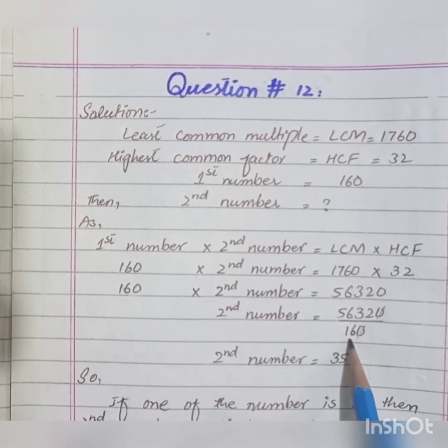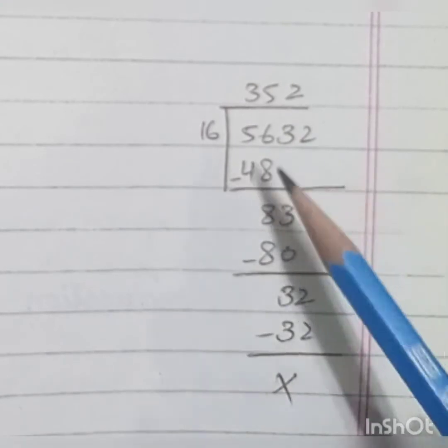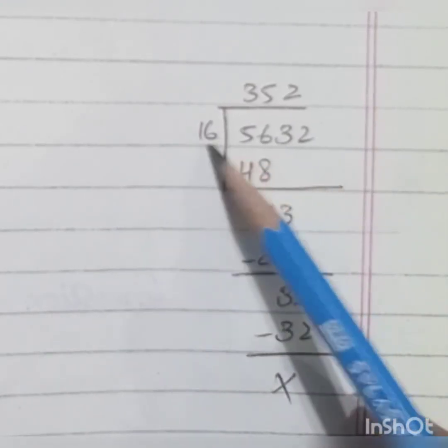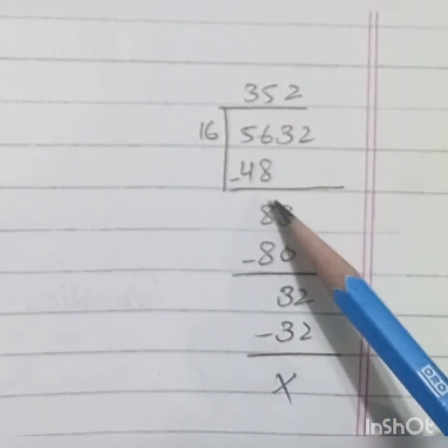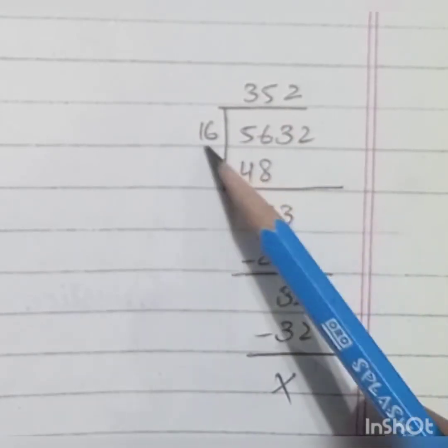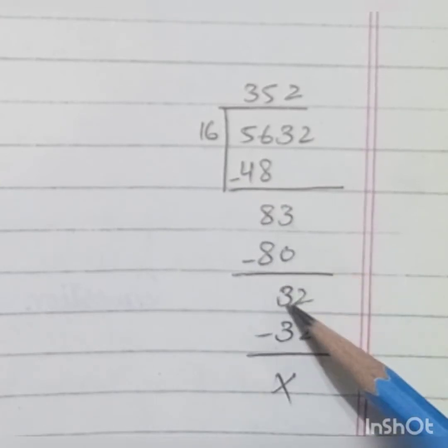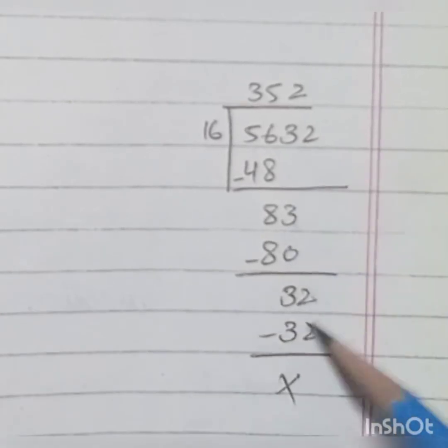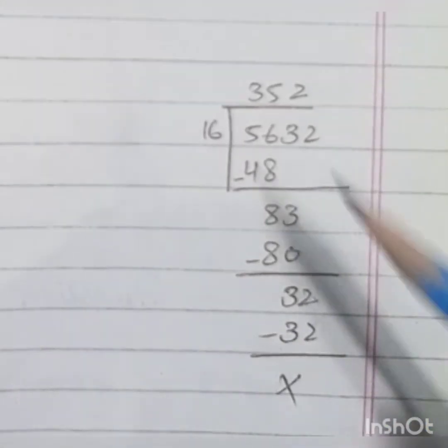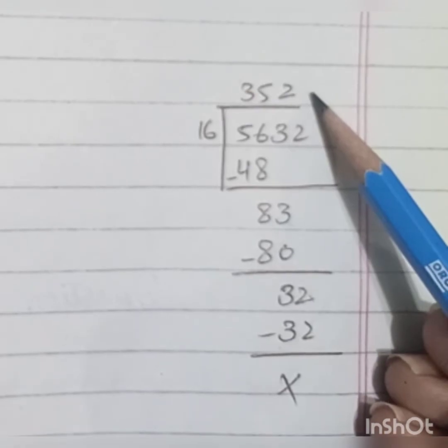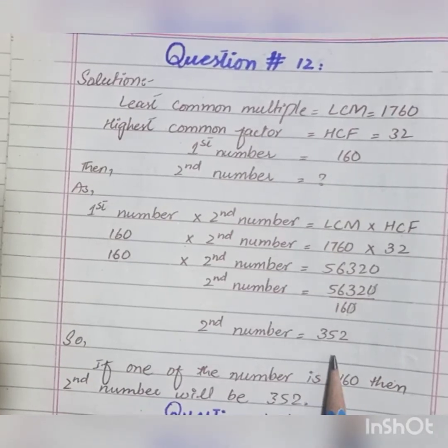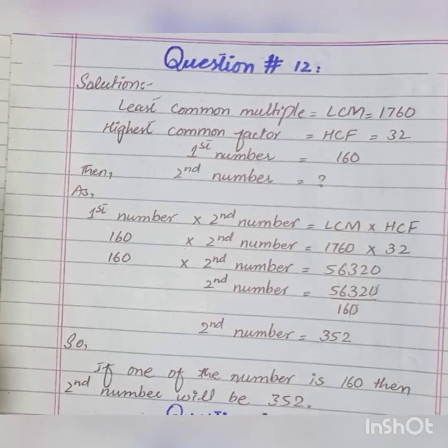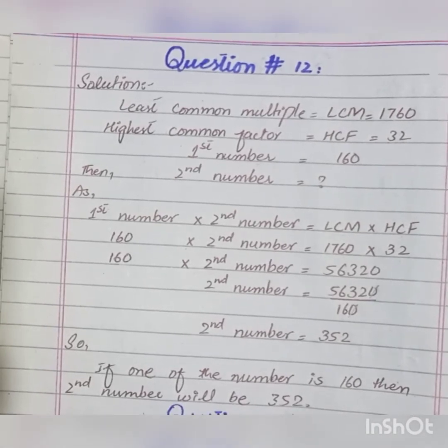Let's divide. Students, here you can see the dividend is 5,632 and the divisor is 16. So 16 3s are 48. After subtraction the answer is 8, and 3 will come down here, and 16 5s are 80, and after subtraction 3 is here, and 2 will also come down. Now 16 2s are 32 and it is completely divisible. So the answer is 352. It means the second number is 352. If one of the numbers is 160, then the second number will be 352, as we have found.